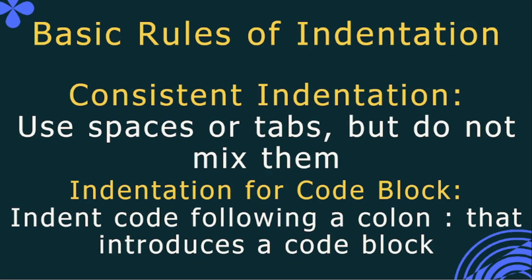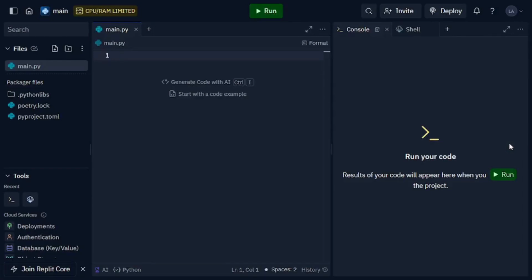Basic rules of indentation. Consistent indentation. Use spaces or tabs but do not mix them. PEP8, the Python style guide, recommends using 4 spaces per indentation level. For example, let us see an example. For this Python, we will use an editor for executing the simple codes. So, let us see consistent indentation.